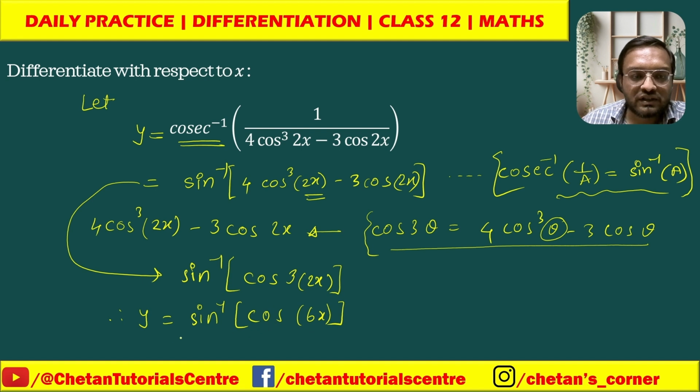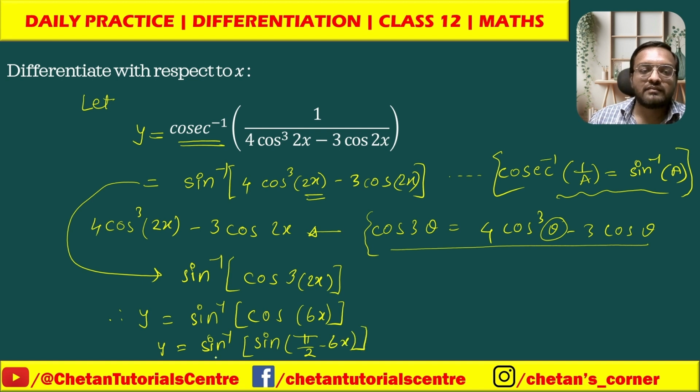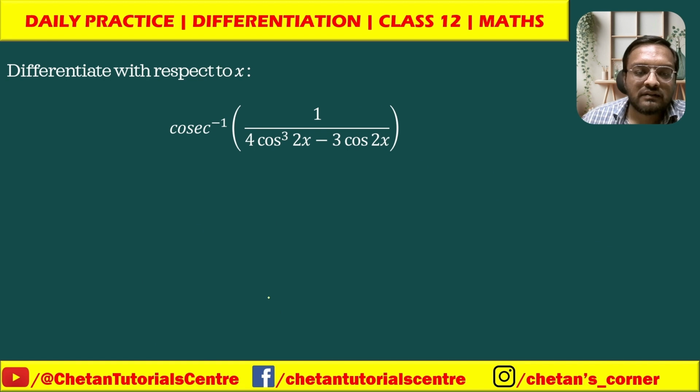Now I will convert this cos into sine. So what I will get, sine inverse of sine pi by 2 minus 6x. In this way I have converted the term inside the bracket in terms of sine. Now this sine inverse and sine will get cancelled. Then I will be left with y is equal to pi by 2 minus 6x.